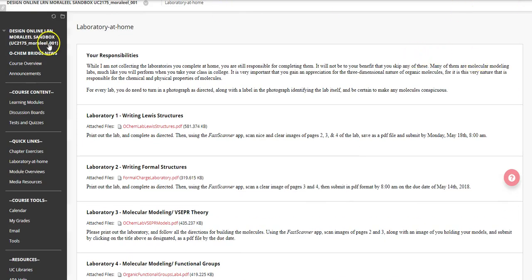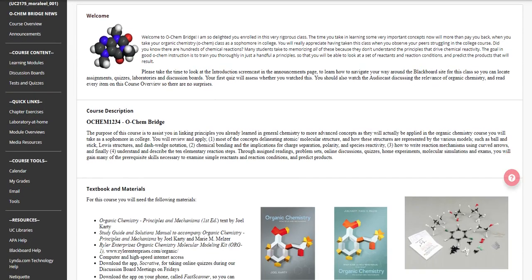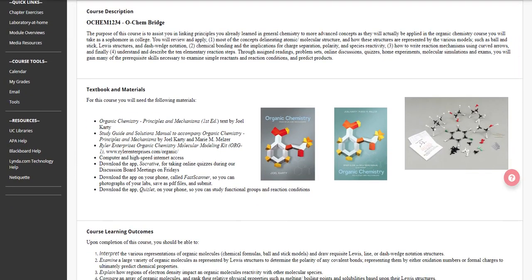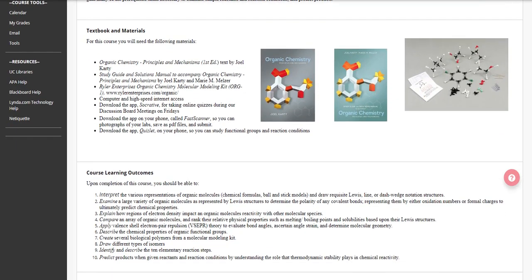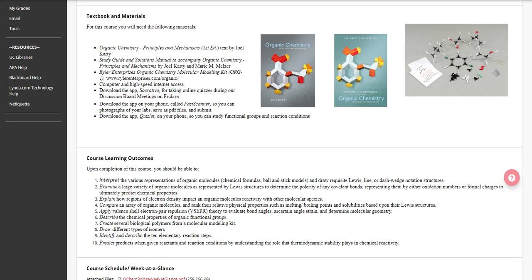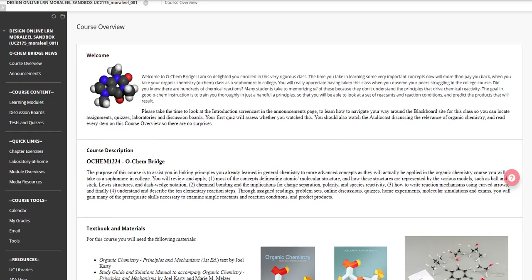So that's about all I've got. And of course, here's the course description, and of course the textbook and materials. So students for this class are required to have a textbook, The Organic Chemistry Principles and Mechanisms by Joel Carty, along with his Study Guided Solutions manual, and of course modeling kits were really, really important as well.